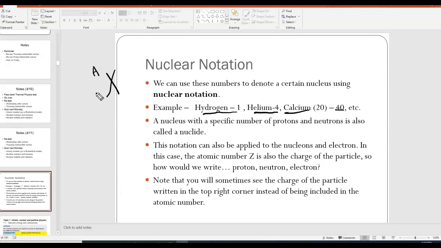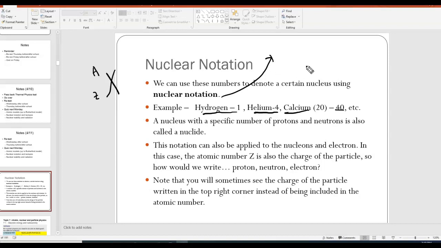In the bottom left-hand corner, you write the atomic number, Z. So, for example, what does that mean, hydrogen 1? If I tell you I'm using hydrogen 1 for fusion, what does that mean? How would you write that in nuclear notation?